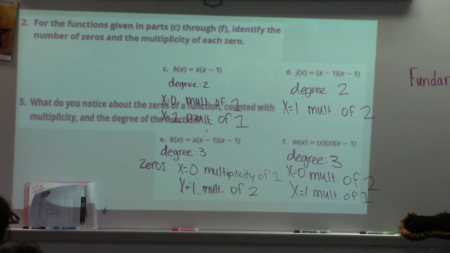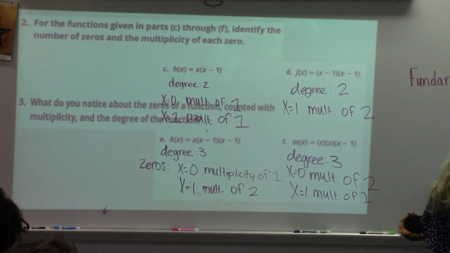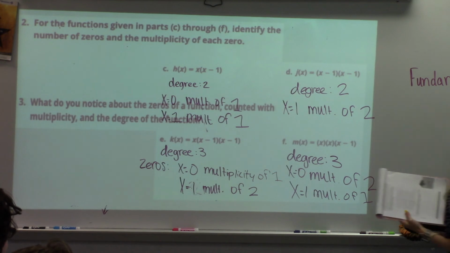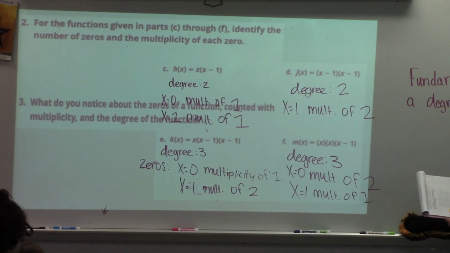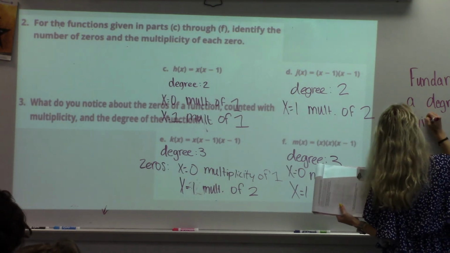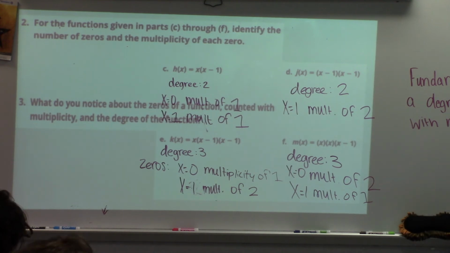That the fundamental theorem of algebra states that a degree n polynomial has, including the multiplicity, counted, exactly n zeros. Okay, so go ahead, take a second, write that down, and then we'll talk about it.